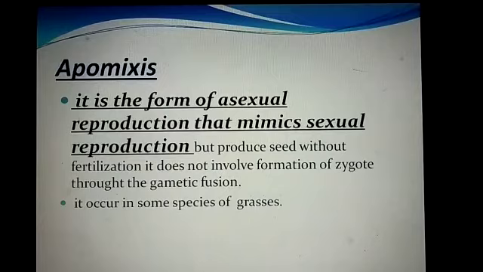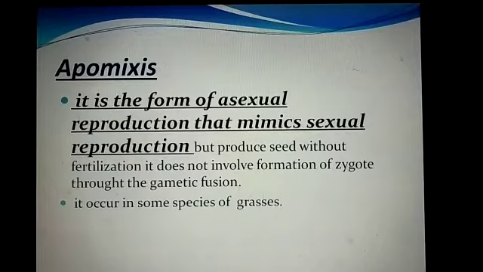Here you see that seed is produced without fertilization, but because seed is there, we think that it is sexual reproduction. And it does not involve formation of a zygote through gametic fusion. Students, in apomixis seed is formed, so we say that it mimics sexual reproduction, but fertilization is not there, so it is asexual reproduction.